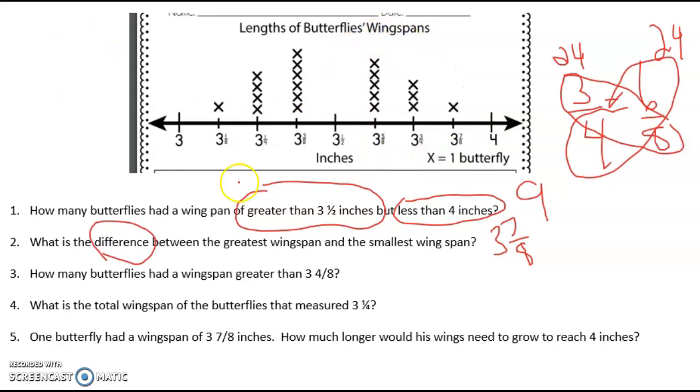The smallest wingspan is down here. Not 3. There's no X's up there. So 3 1/8. 3 7/8 minus 3 1/8. 3 minus 3 is 0. 7/8 minus 1/8 gives us 6/8. That's your final answer, 6/8.